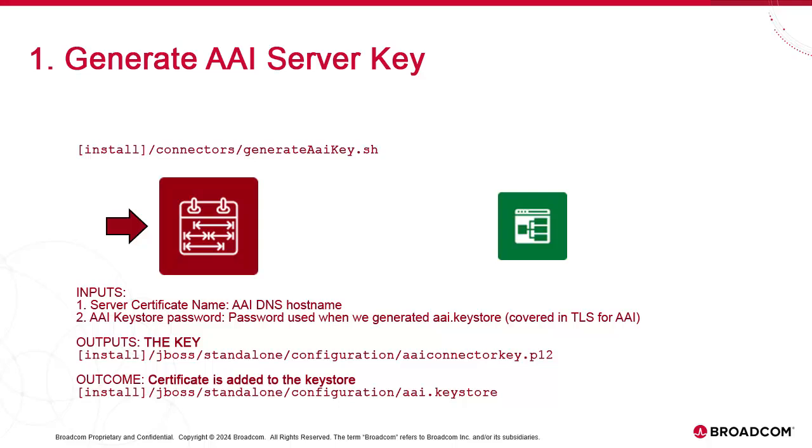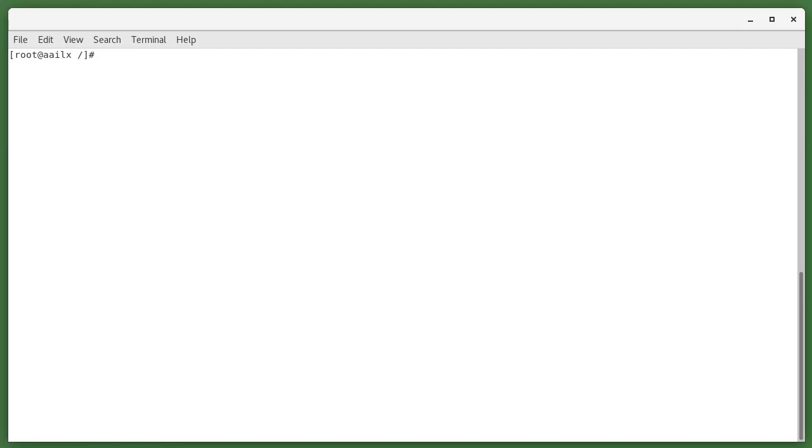It should be the fully qualified DNS AAI hostname. Since we're working in a mostly localized environment, we'll use the regular hostname. We have to enter the AAI key store's password since adding the certificate to this key store requires us to authenticate. The file creates the key called AAI connector key.p12 and the certificate is added to the AAI key store. Let's run the script.